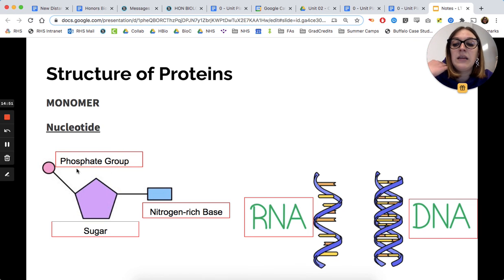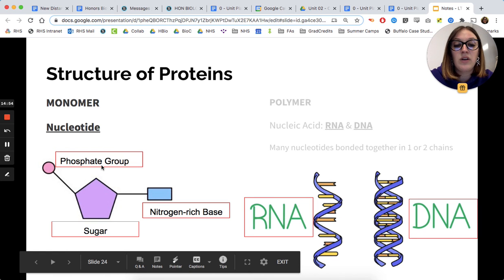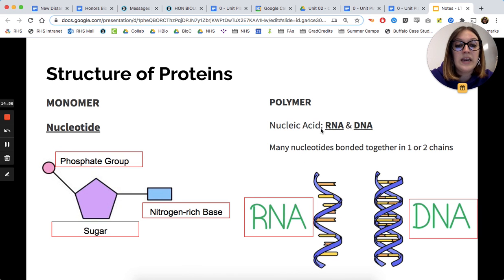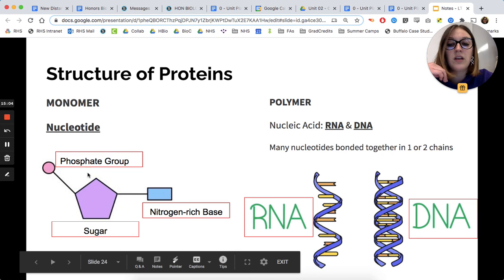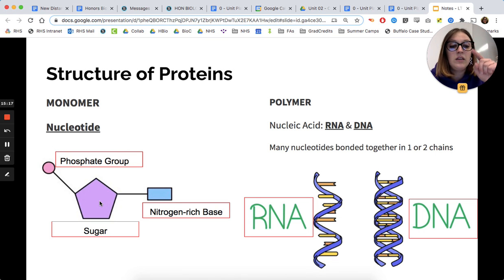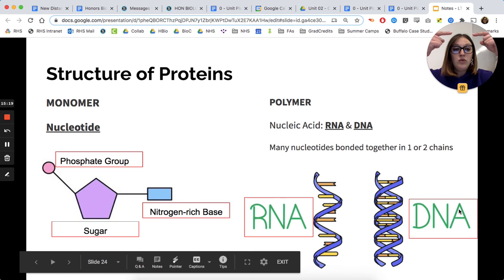If we were to take many of these nucleotides and put them together in a long chain, you would get the nucleic acid, which includes RNA and DNA. Basically, each of these is a repeated length of many of these in a long chain. There are two types. We talked about RNA, which is one single strand of these bonded together in one long chain. And DNA is when we have two long chains of those nucleotides bonded together. Okay, so this is 2 and this is 1.